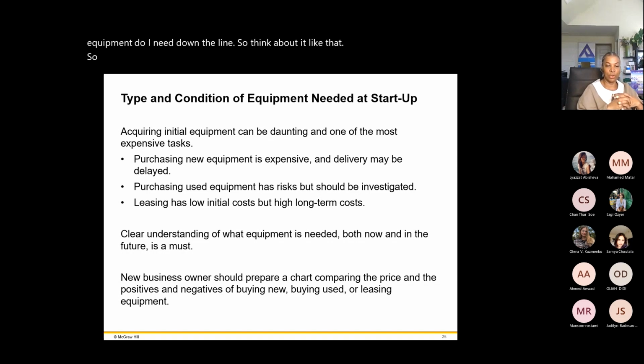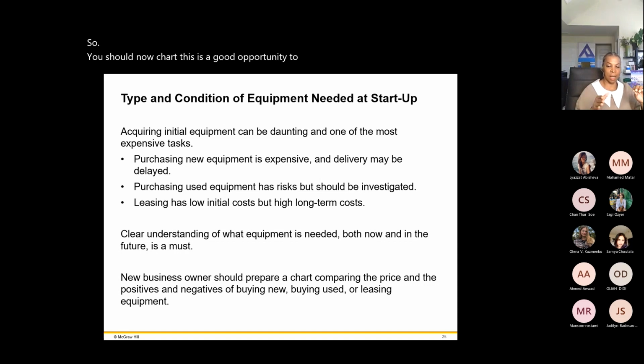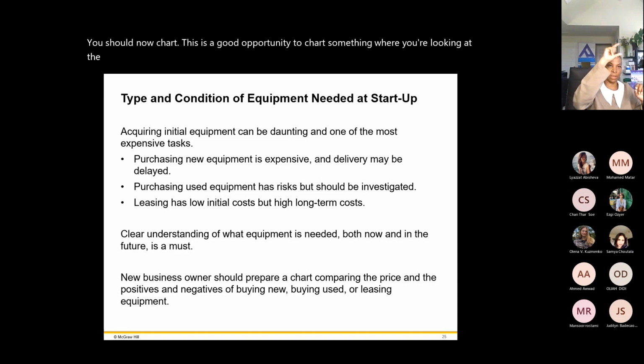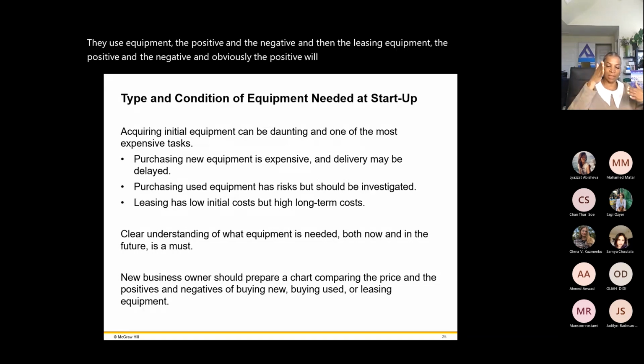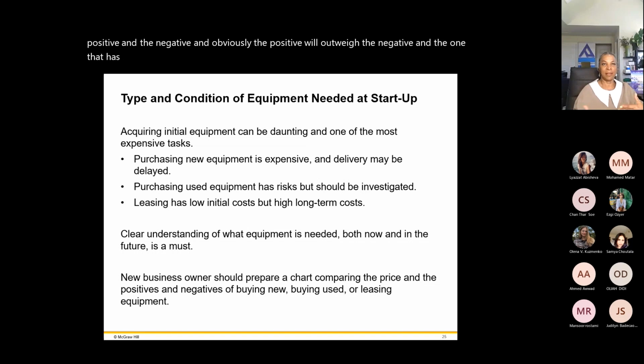So you should now chart this. This is a good opportunity to chart something where you're looking at the new equipment and the positives and the negatives of buying new, the used equipment, the positives and the negatives, and then the leasing equipment, the positives and the negatives. And obviously the positive will outweigh the negative. And the one that has the most positives, that's the alternative that you choose.